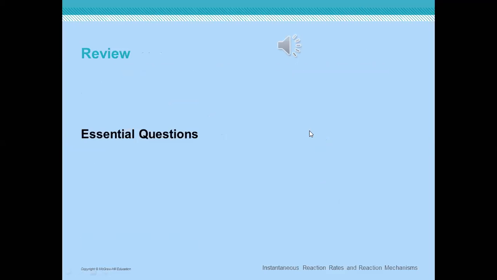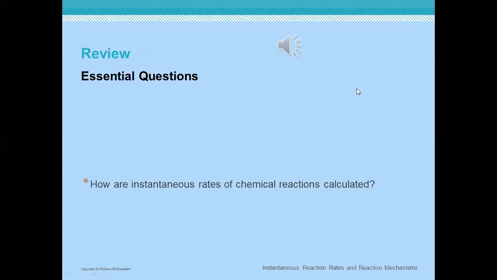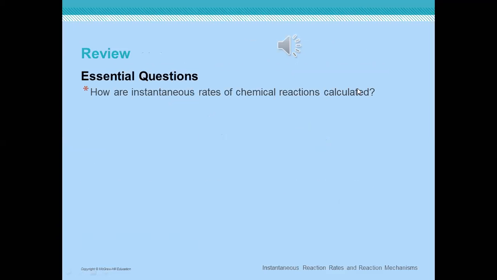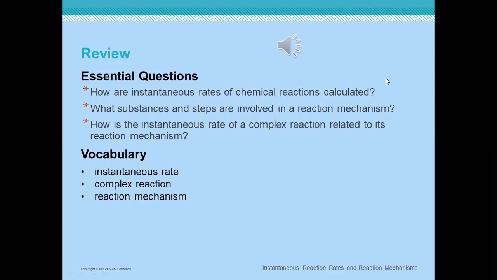So this is the session today, to review the essential questions that we studied. How are instantaneous rates of chemical reactions calculated? What substances and steps are involved in a reaction mechanism? How is the instantaneous rate of a complex reaction related to its reaction mechanism? Vocabulary: instantaneous rate, complex reaction, reaction mechanism, intermediate, rate-determining step. So these are the questions and the vocabulary that we studied in this session.